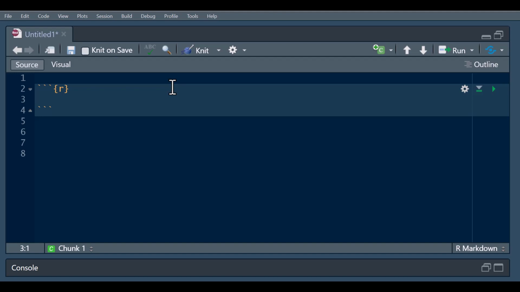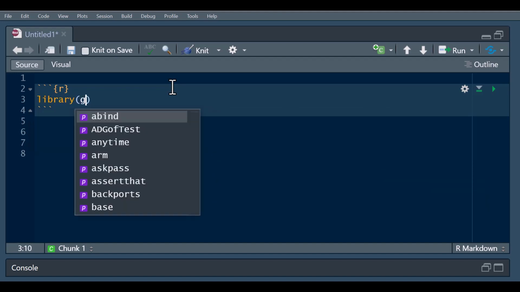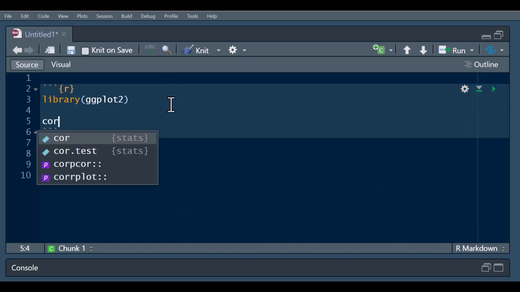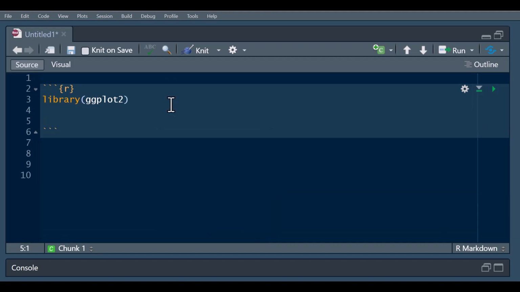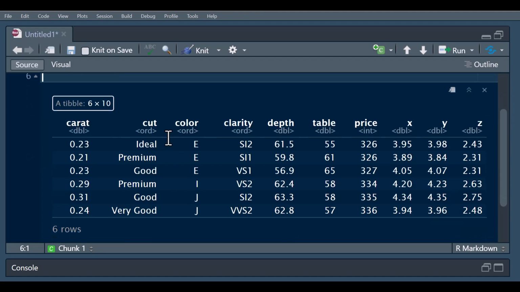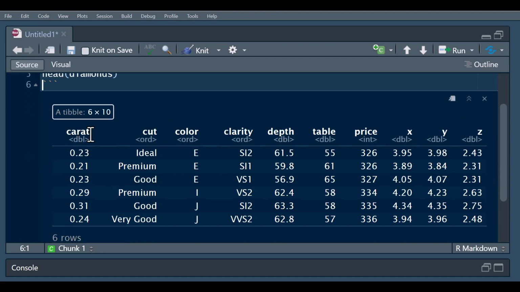So now in this lecture, I'm going to be showing you how you can perform correlation using the diamonds dataset. The diamonds dataset actually comes with the ggplot2 package. So we're going to load the ggplot2 library. First of all, let's have a look at our data. So this is our diamonds data, as you are seeing on your screen. We have the variables carat, cut, color, clarity, depth, table, price, x, y, and z.